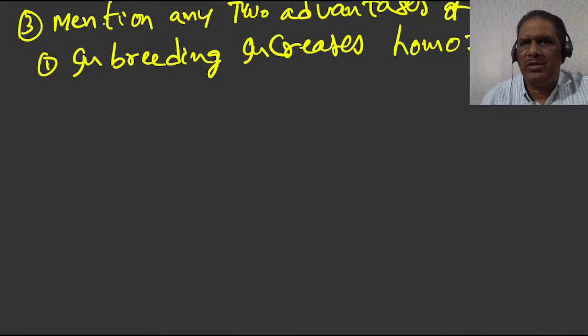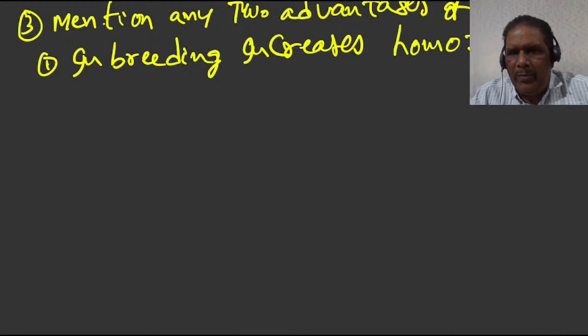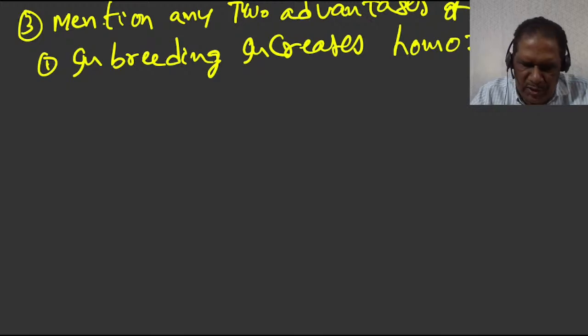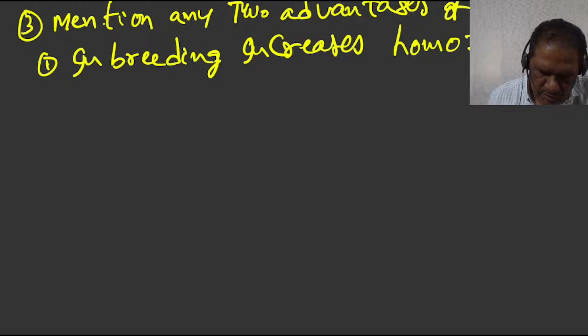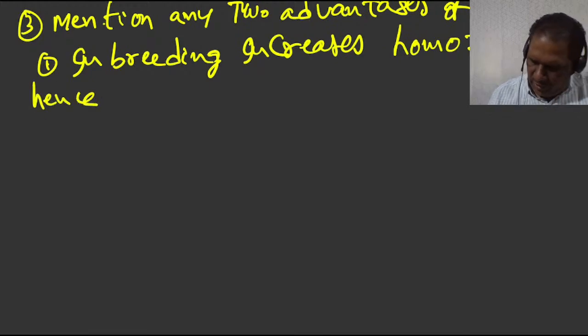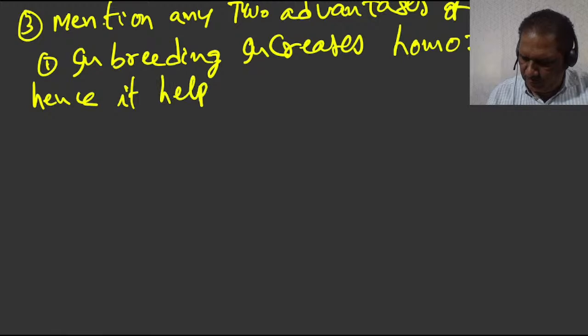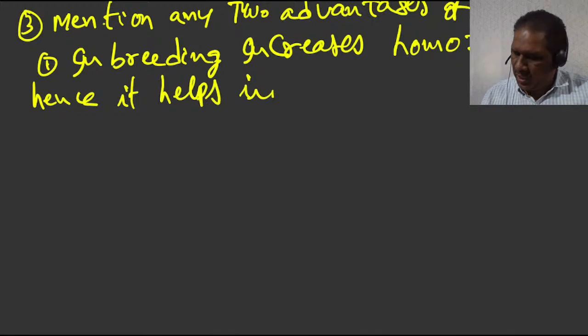What is homozygosity? That means the offspring formed are genetically the same and morphologically the same, with the same genetical characters. Hence it helps in production of pure line.